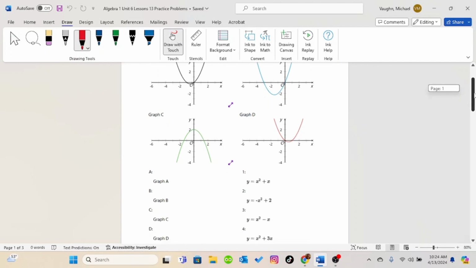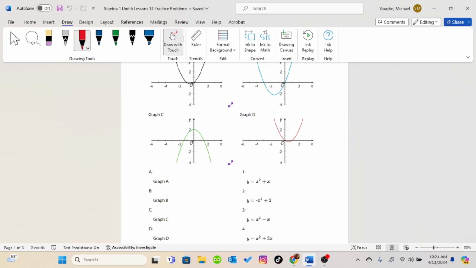So as we look at the functions, choice number 1, we have y equals x squared plus x. What I'm going to do is factor an x out of both of these terms. And this changes it from standard form into factored form. Because x squared divided by x is x, and x divided by x is 1.